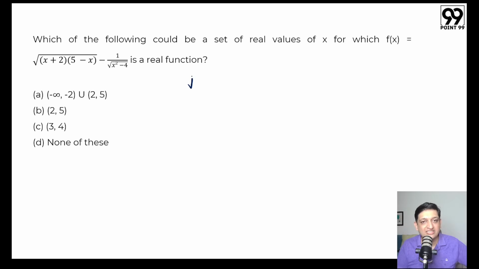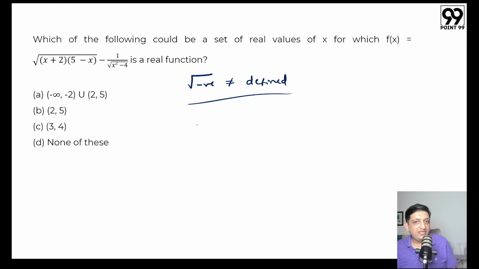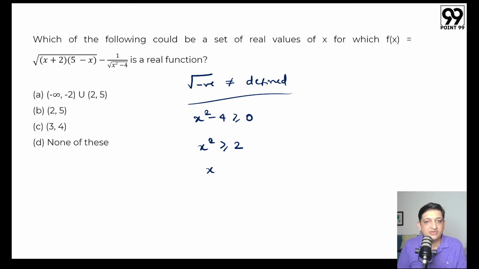Now, you have to understand one thing. Square root of negative numbers is not defined, right? So here you have to understand that square root of negative numbers is not defined. So what do we get in this particular context? If square root of negative numbers is not defined, I will have to ensure that x square minus 4 is greater than or equal to 0, or x square has to be greater than or equal to 4, x has to be greater than or equal to 2, or less than or equal to minus 2.